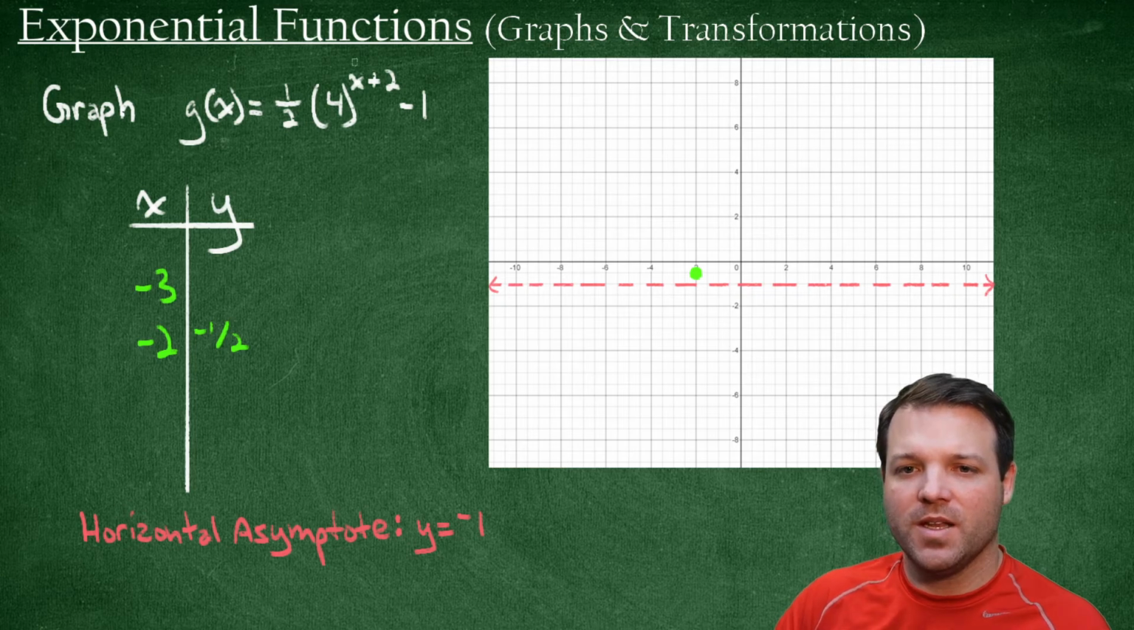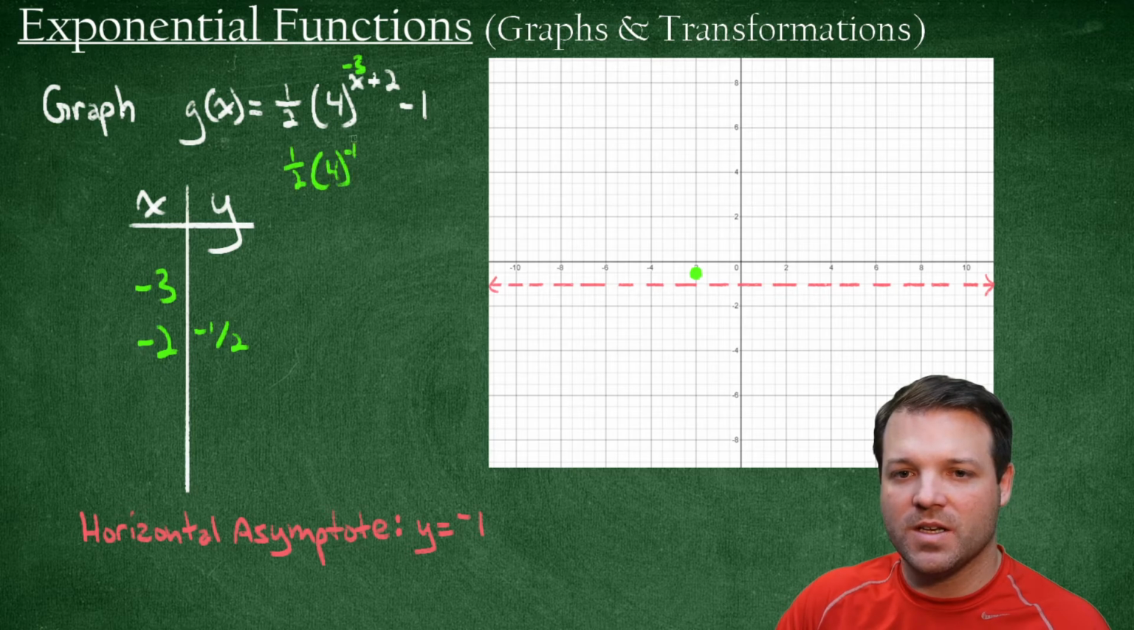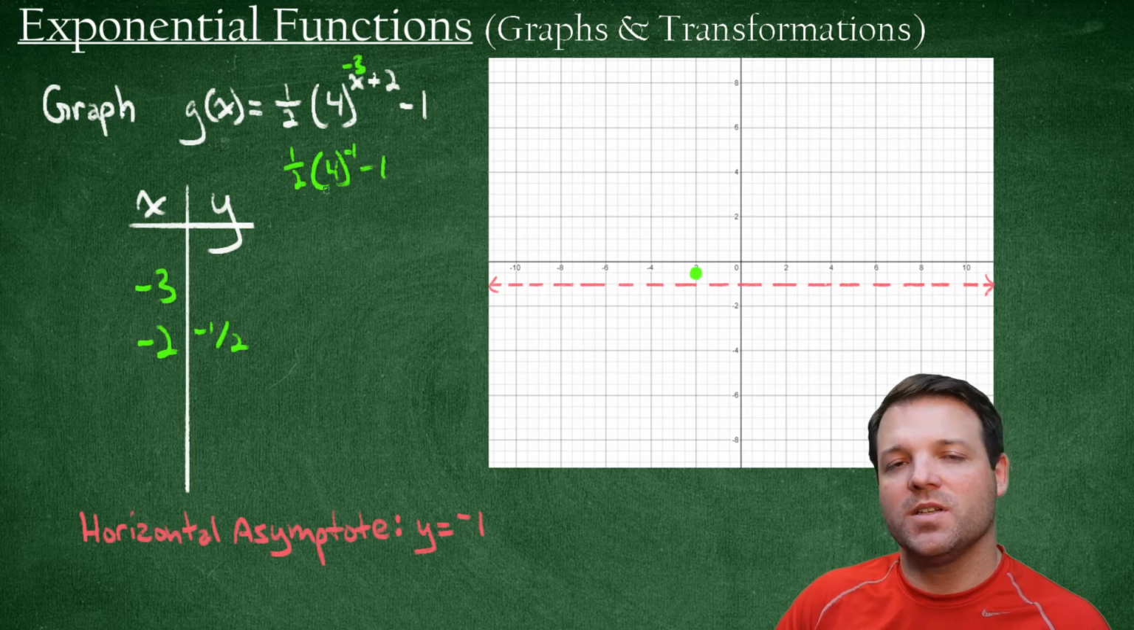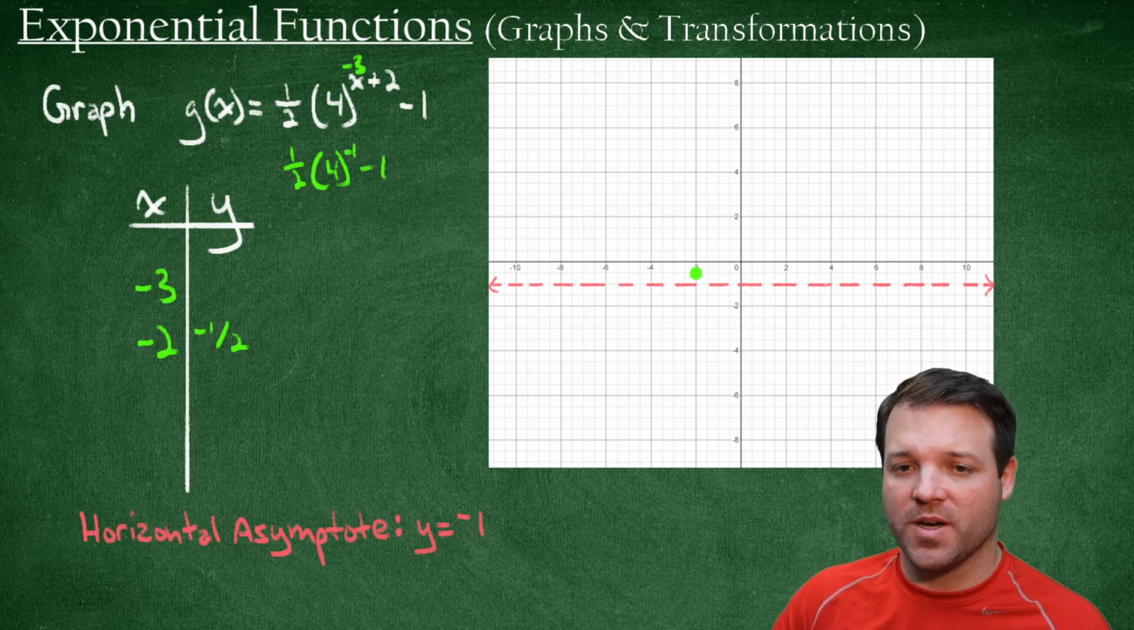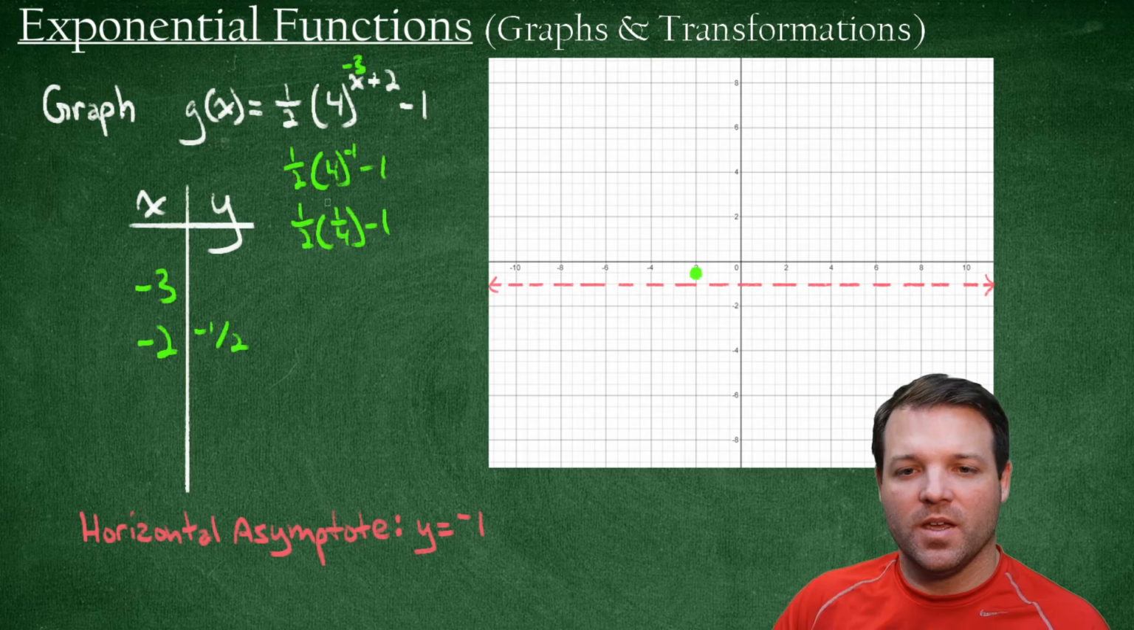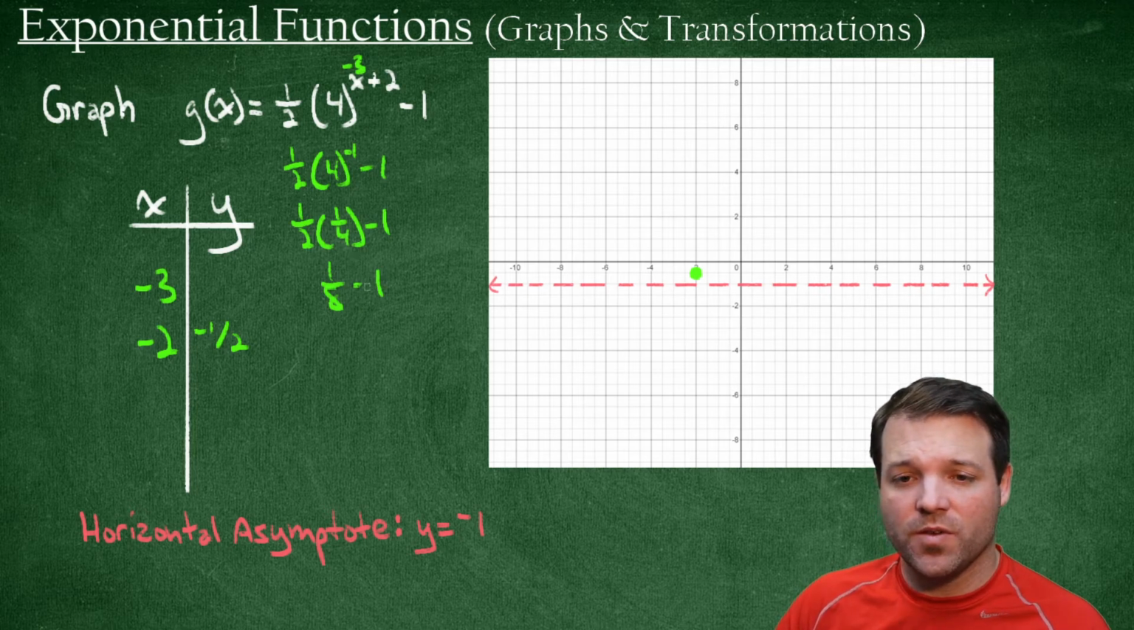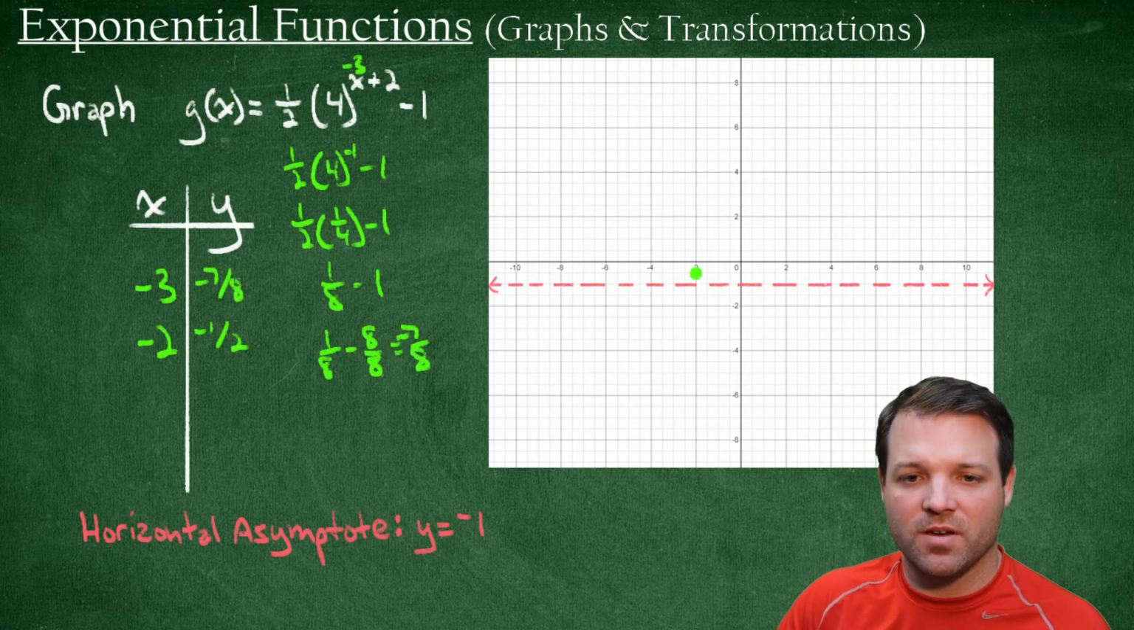And so if I plug in -3, that's -3 plus 2. So I have 1/2 times 4 to the negative first power, minus 1. That's -3 plus 2, which is -1. And 4 to the -1 is 1/4. So that's 1/2 times 1/4, minus 1. And 1/2 times 1/4 is going to be 1/8, minus 1. And 1/8 minus 1 is -7/8. Or if you like, you could say 1/8 minus 8/8 to get a common denominator, which is equal to -7/8. All right, so at -3, we have -7/8.